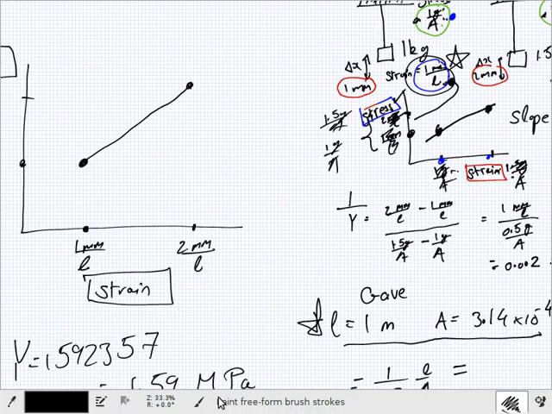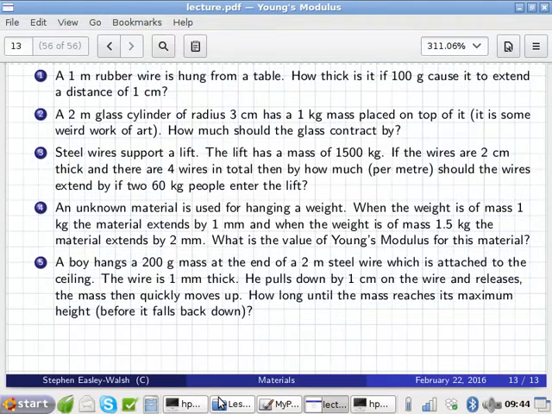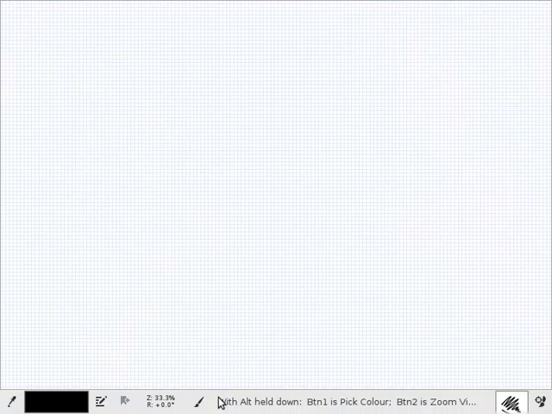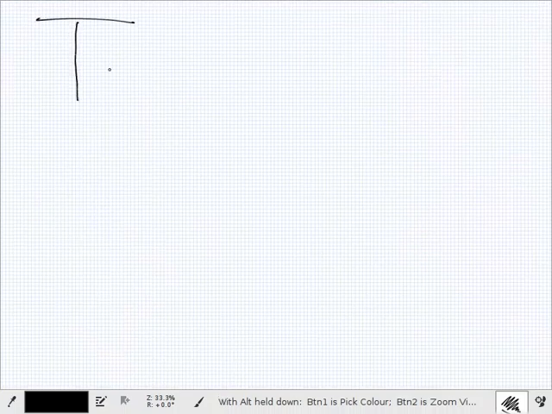Okay, next question. That's the last one, I think. Ah, yes. A boy hangs 200 grams at the end of 2 meters. The wire is 1 millimeter thick. He pulls it down by 1 centimeter, and then it quickly moves up. Alright, so this is 2 meters, and here we have, how heavy is it? 200 grams, 0.2 kilograms. And what material is this? Steel.